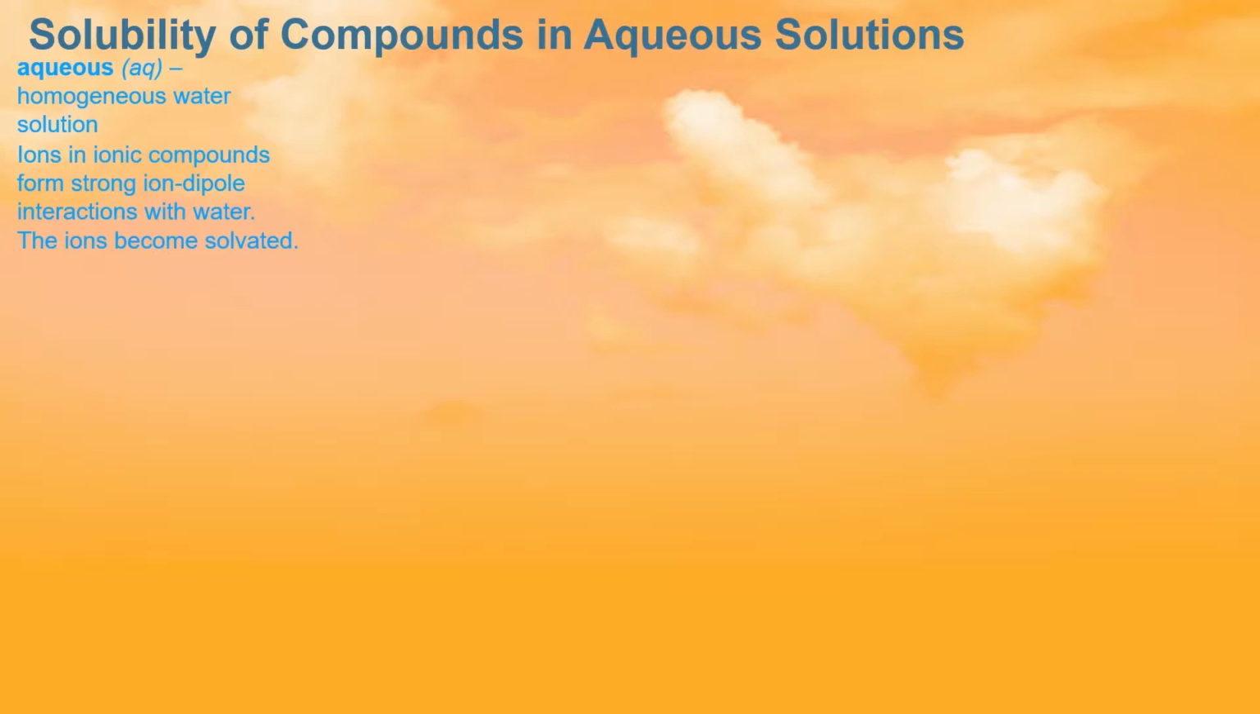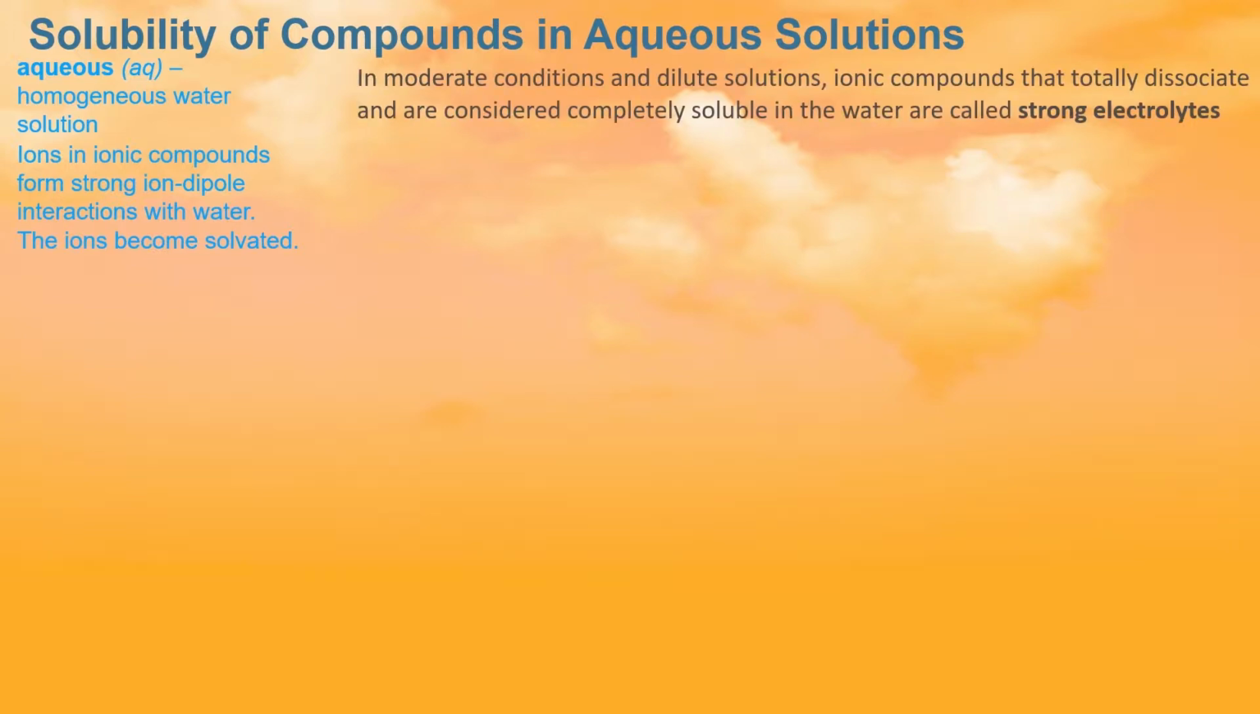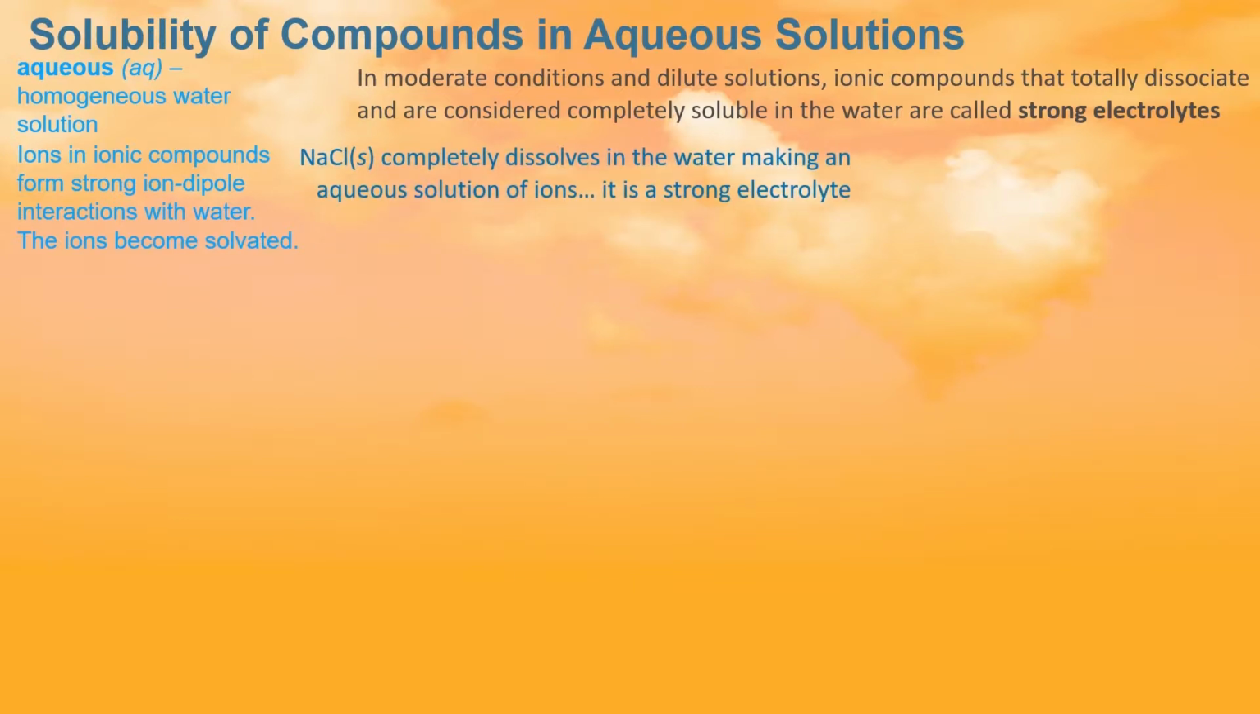In general, we also know that like dissolves like, and in the case of an ionic compound, the ion-dipole interactions of the very polar H2O molecule with the charge of the ions help dissolve these salts. So for moderate conditions and dilute solutions, ionic compounds that tend to dissociate totally and are completely soluble in the water are called strong electrolytes. Sodium chloride is considered a strong electrolyte.